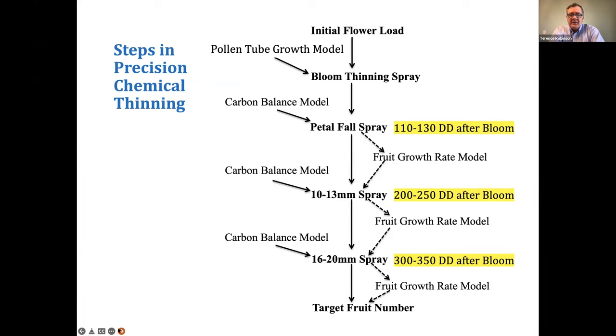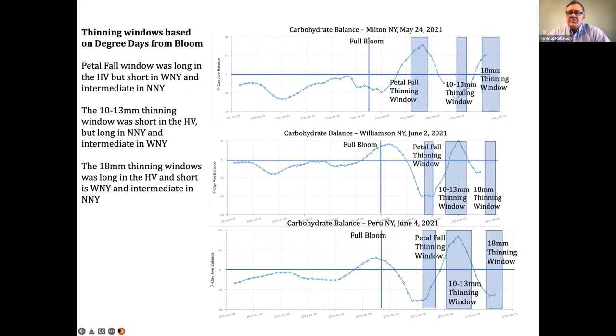About a week later, it turns out, we generally get into the 200 to 250 degree days, and that's when we would try to find the best day in which to apply the 10 millimeter, 13 millimeter spray. And then if we need more thinning, we would put on a last spray between 300 and 350 degree days after bloom. Now, let me show you how this worked in practice.